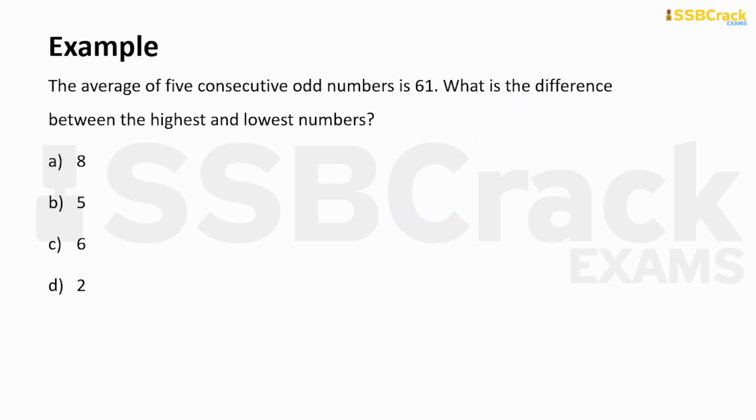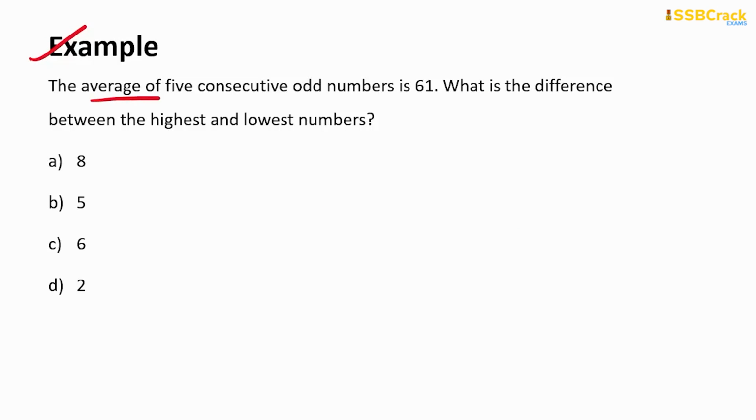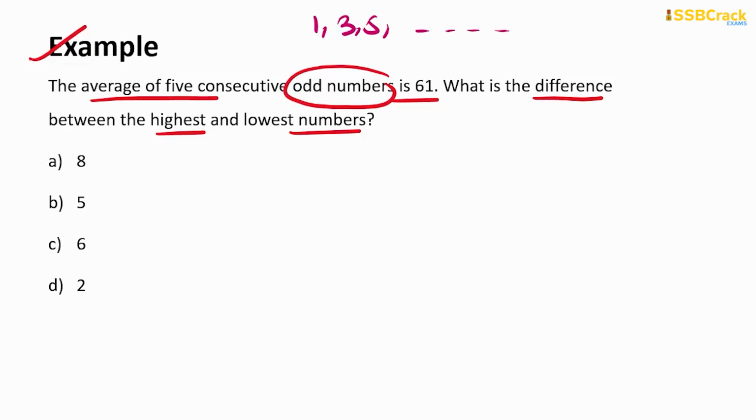This is the example and it states that the average of 5 consecutive odd numbers is 61. What is the difference between the highest and the lowest numbers? So we have to take consecutive odd numbers. Firstly, you all must know what odd numbers are. Odd numbers are 1, 3, 5 and so on. The numbers which are not divisible by 2 are odd numbers.